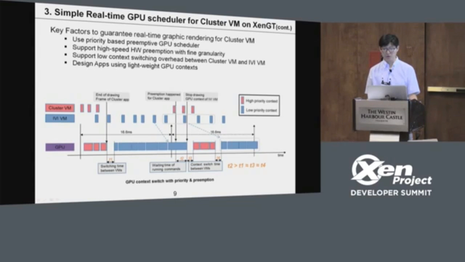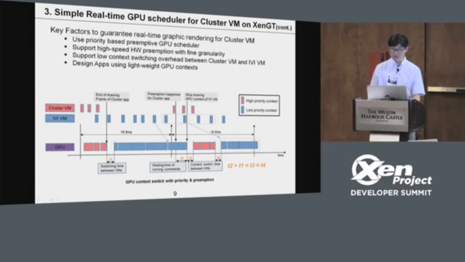Then it should support low GPU context switching overhead between cluster and IVI. In the case of XenGT, when the scheduler switches context, there is no need to save and restore context registers. Only the current MMIO state registers of the vGPU are saved and restored by the VGT driver. So the T1, T3, and T4 times of context switching overhead are lower than the T2 time.